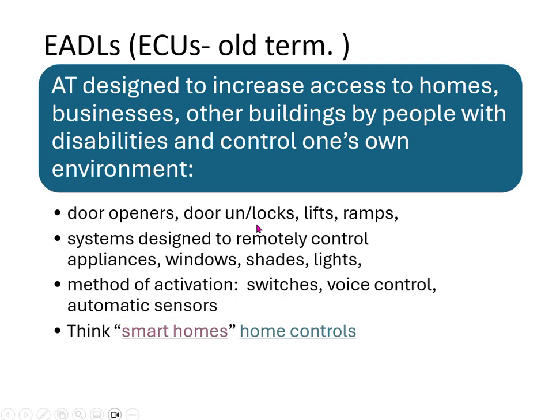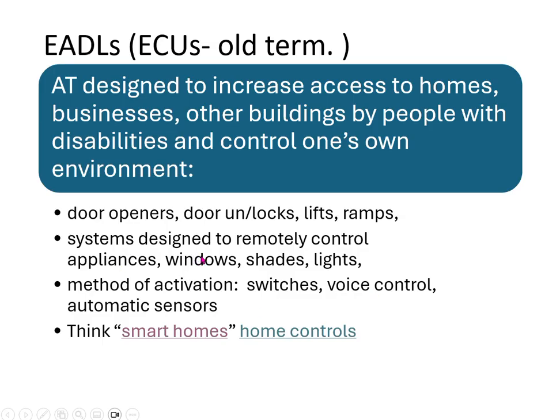Now, when it comes to controlling the home with EADLs, the methods of control or activation are either switches. Those are physical switches that can be programmed to do certain things. It can also be voice control. Think of Siri, for example. Siri, turn on the TV. Siri, do this. Siri, do that. So it can be programmed to do some of those, especially, obviously, you have to have the hardware.